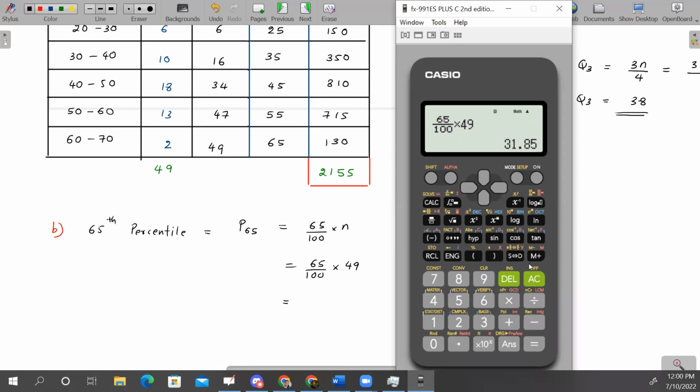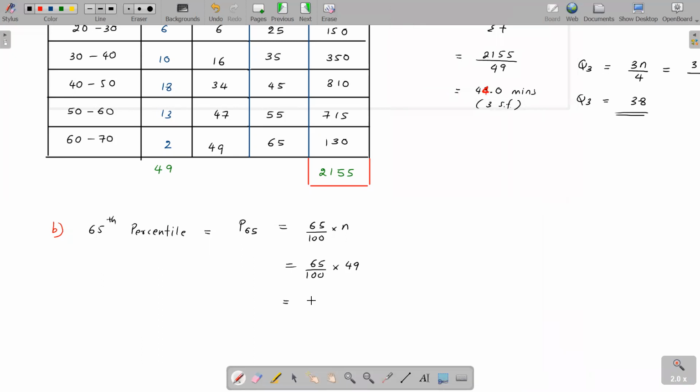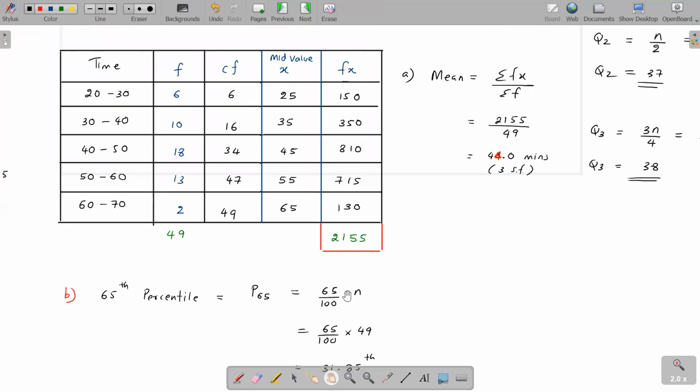an exact decimal. 31.85. The thing is, now we are working with what data? We are working with continuous data, isn't it? So then I want the full figure, 31.85. So this is the position, the 31.85th position. No rounding off. You should not delete any of the decimals because we are working with continuous data. So I want the 31.85th position.